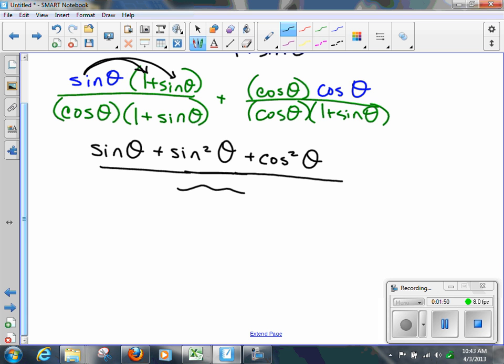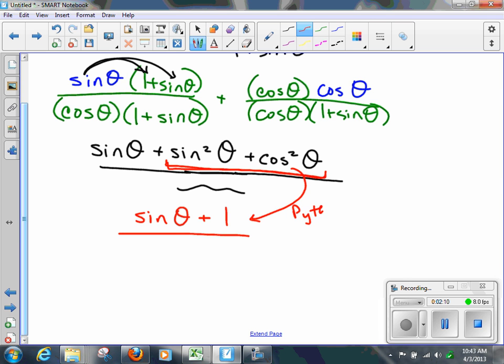Now, folks, there's something that you got to recognize. I mean, it's got to jump out like a 3D movie. That right there. Sine squared theta plus cosine squared theta is what? 1. So I'm going to go ahead and I'm going to write it, substitute my 1 in there. And if you want to go from here to here, put Pythagorean identity. Over cosine theta times 1 plus sine theta.